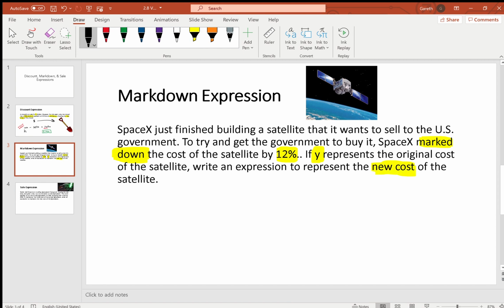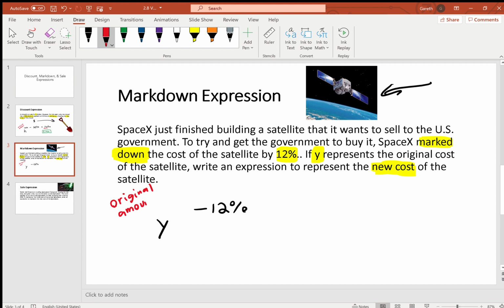So basically, SpaceX built this massive, complicated satellite and they wanted to sell it for the original amount of Y dollars. But they realized, maybe they won't buy it for this much, so they wanted to reduce the price a little bit. They marked it down by 12%. So they are subtracting, marking down 12%. They want us to build an expression, just like last time. The original amount, we know it cost Y dollars.